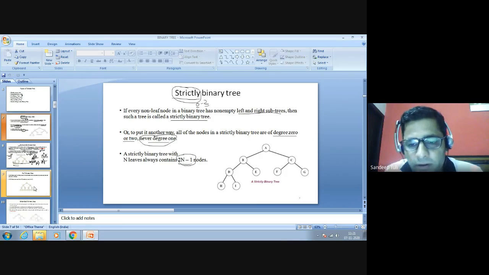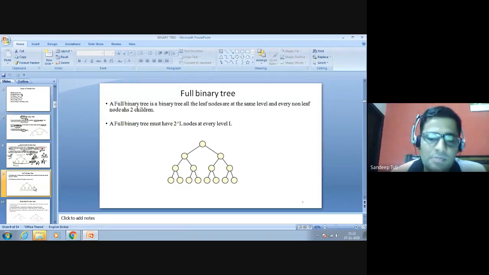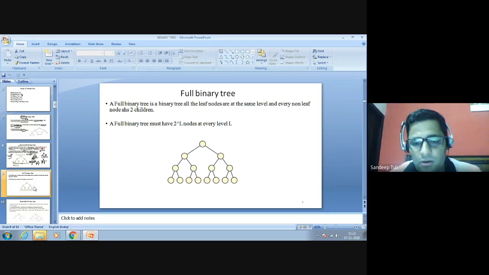Is it a full binary tree? No, it is not a full binary tree. It is not a full binary tree actually. It is only a strictly binary tree or simply a binary tree. Full binary tree means that all the levels must be completely filled. That is the definition of a full binary tree. This one is the full binary tree. All the levels must be completely filled. Now in this tree, do all levels have the maximum number of nodes or not?